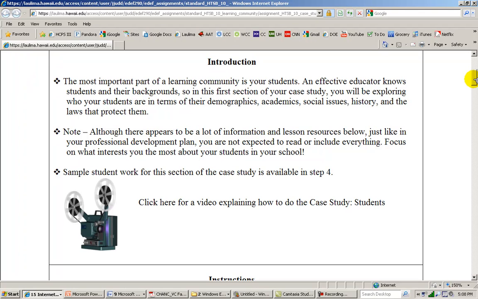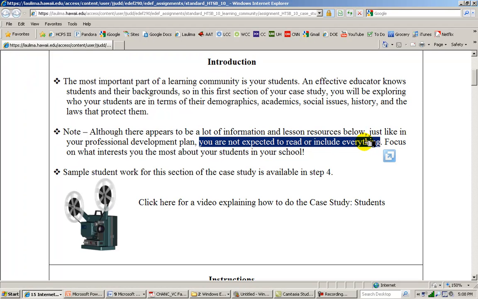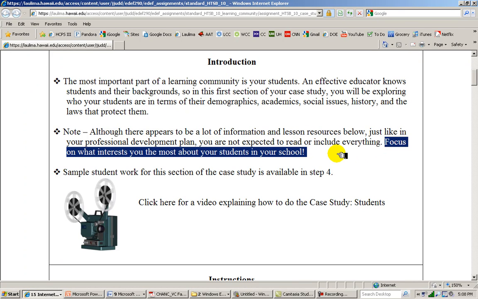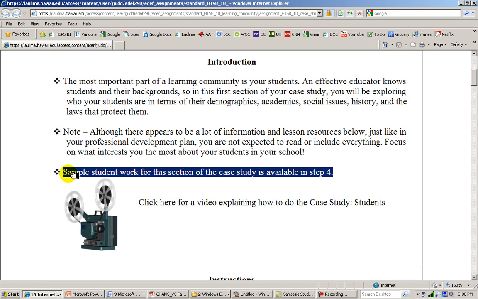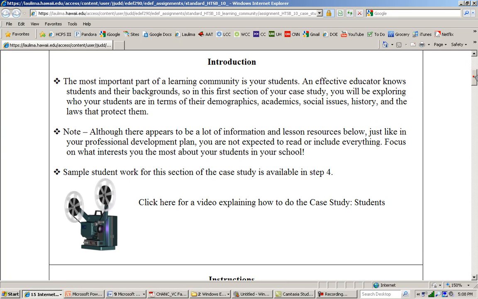To learn more about your students, I found a lot of resources for you to explore. Because it's a little overwhelming, I expect you not to read everything or include everything in your case study. What you should do is focus on what you think is the most interesting aspects about your students. What do you want to know about them? There is a sample student work for this section in step 4 so you can get a better idea of what you're supposed to present.